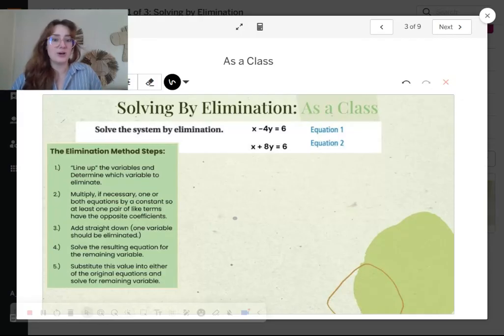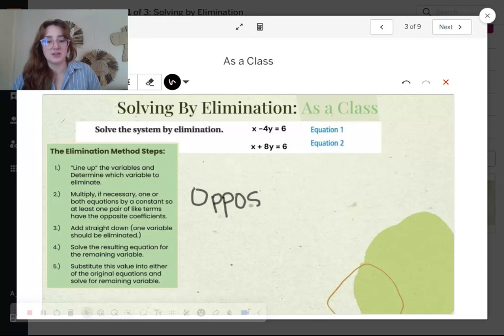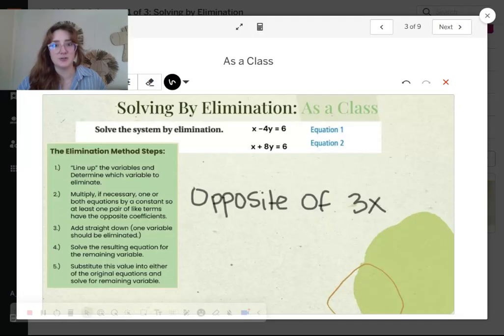So real quick question for the room chat. Before we even start this, what would be the opposite of 3x? Go to message in the room chat. So far, nothing in your Desmos. You don't have to write this in Desmos. Room chat. What would be the opposite of 3x?